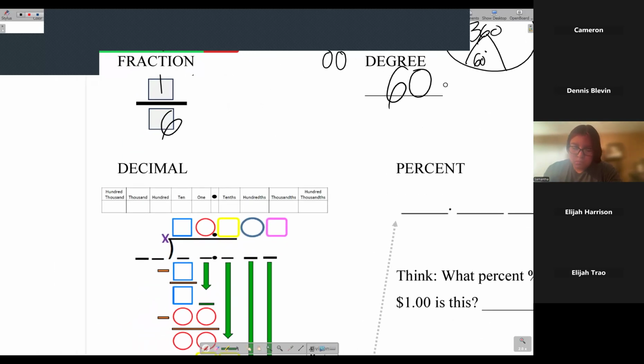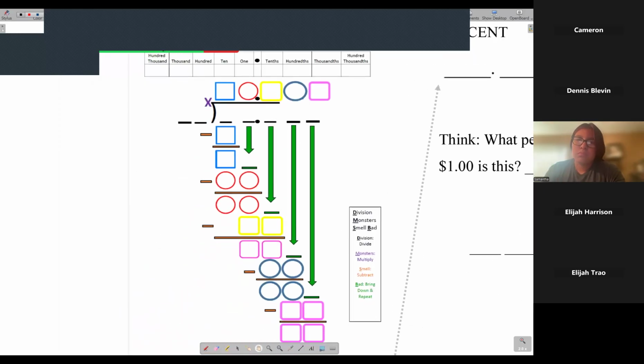Now we're going to bring it down here. 1 divided by 6 looks like this. 0, 6, 0, 1. 6 does not go into 0, so we go like that. We bring down that 1. Okay, 6 does not go into 1, so we put another 0 there. Bring down the 1, bring down a 0. Okay, Dennis, 6 goes into 10 how many times? 1 time. You are correct. And it's going to be 6 with 4 left over.